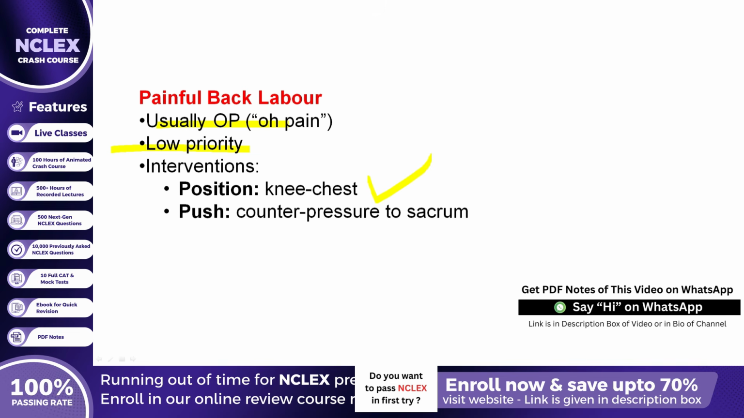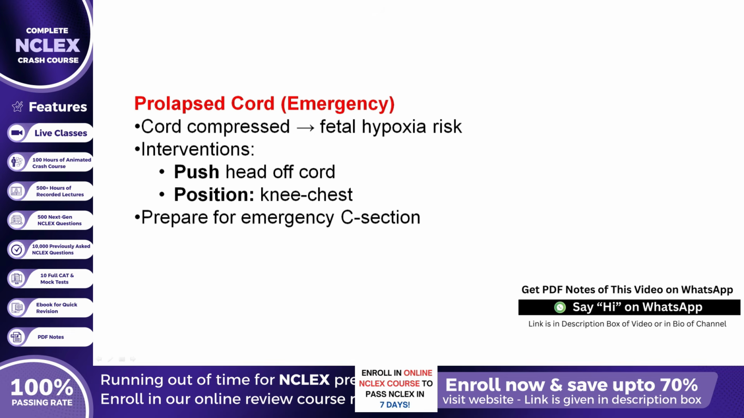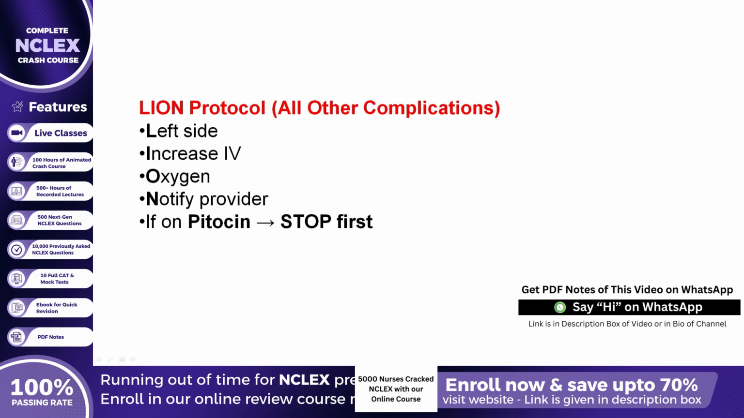Now we come to a true obstetric emergency, which is a prolapsed cord. In this scenario, the cord becomes compressed, leading to a significant fetal hypoxia risk, and this requires immediate intervention. The first step is to push the head off the cord to relieve pressure and restore blood flow. Then we position the client in the knee-chest position to further reduce compression. Finally, we prepare for an emergency cesarean section, because this is the definitive management to save the fetus.